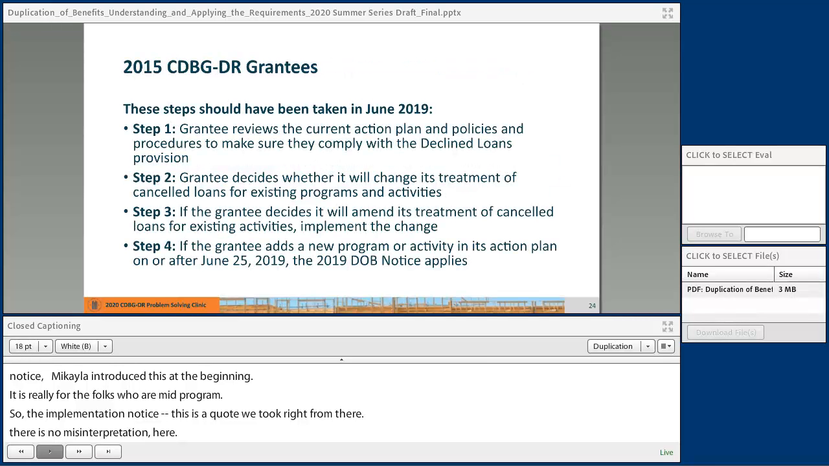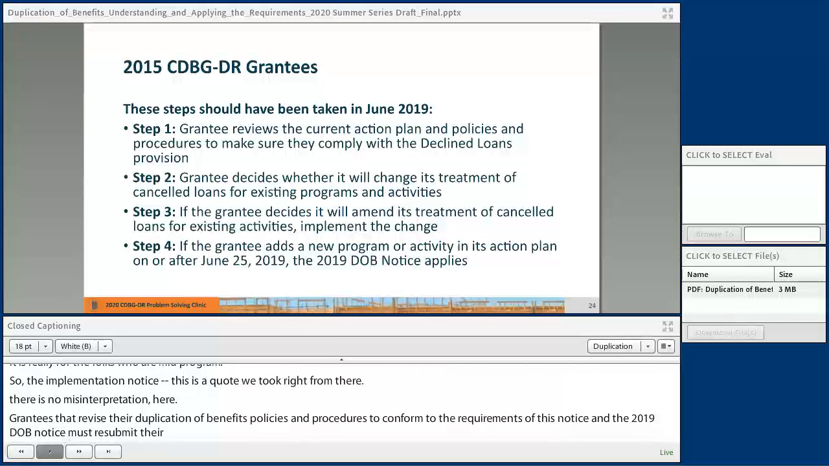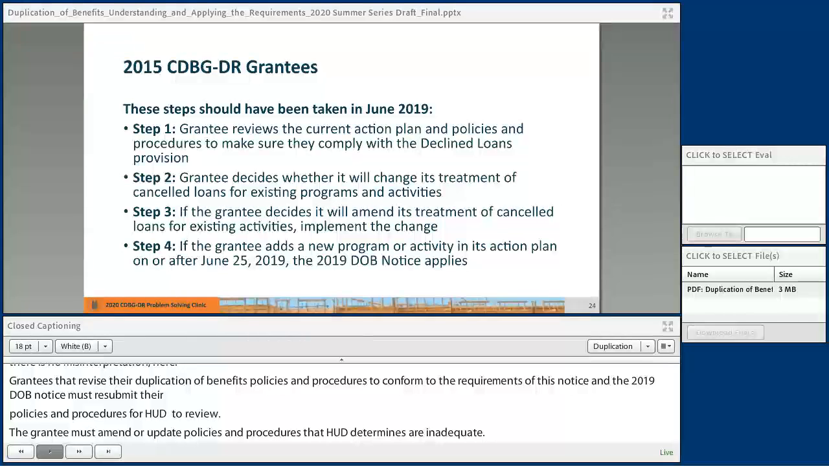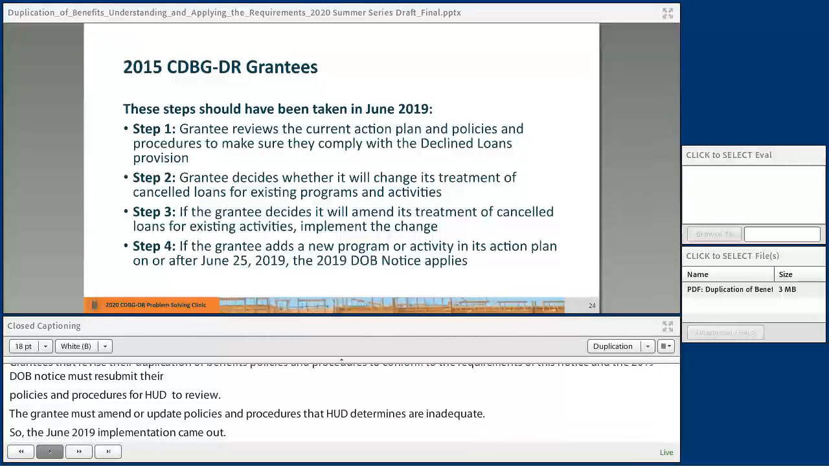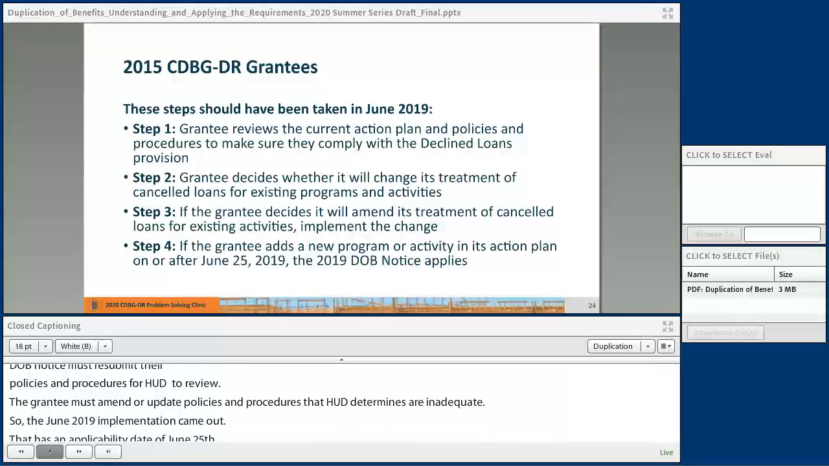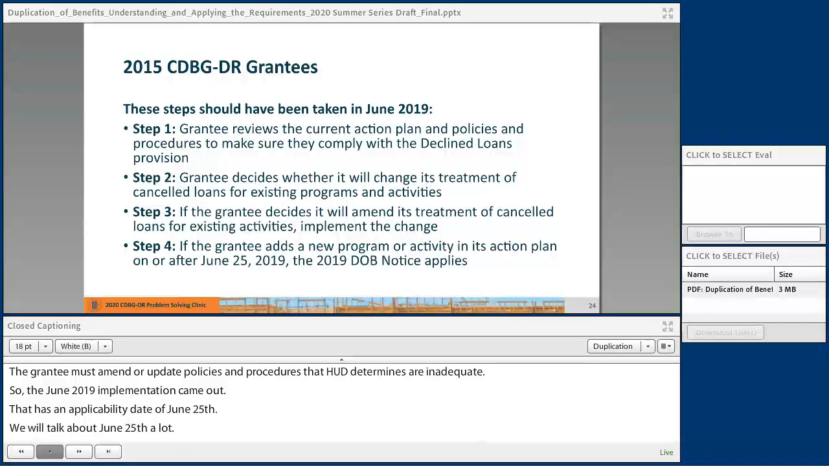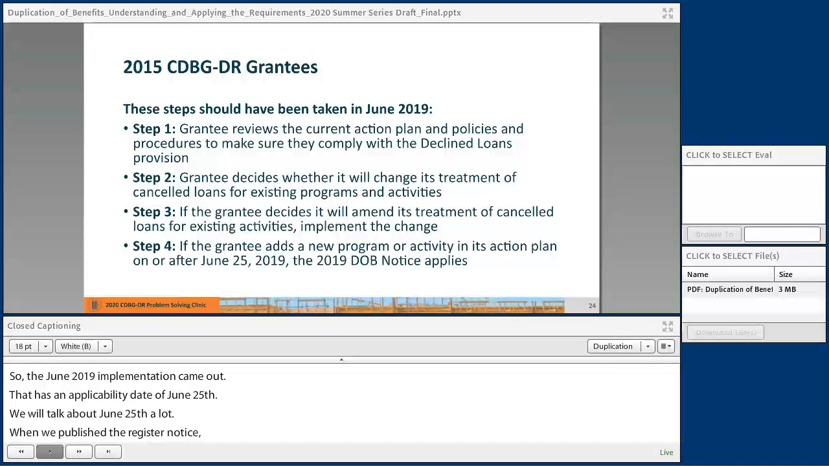Let's talk about steps. So the June 2019 implementation notice came out. That has an applicability date of June 25th. So you'll hear us talk about June 25th a lot, and that's just because when we publish a Federal Register notice, it's usually not applicable until about 5 days later. So you can always find, when you go to a Federal Register notice, at the top, that applicability date. It's always important. In this case, it's June 25th, 2019.